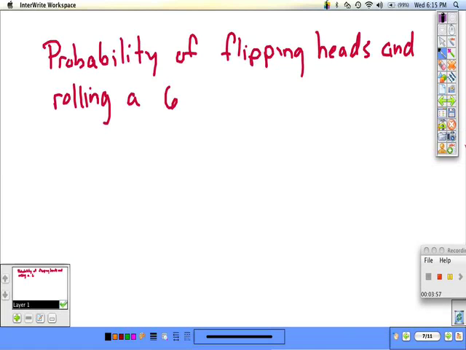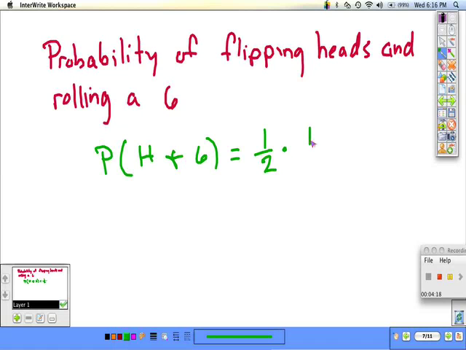So I want the probability of flipping heads on a coin and rolling 6 on a die. These 2 things do not affect each other. What I get on the coin doesn't affect what I can roll. So the probability of getting heads and a 6, probability of getting a heads is 1/2, times the probability of getting a 6 is 1/6. So the probability of both events happening is 1/12.